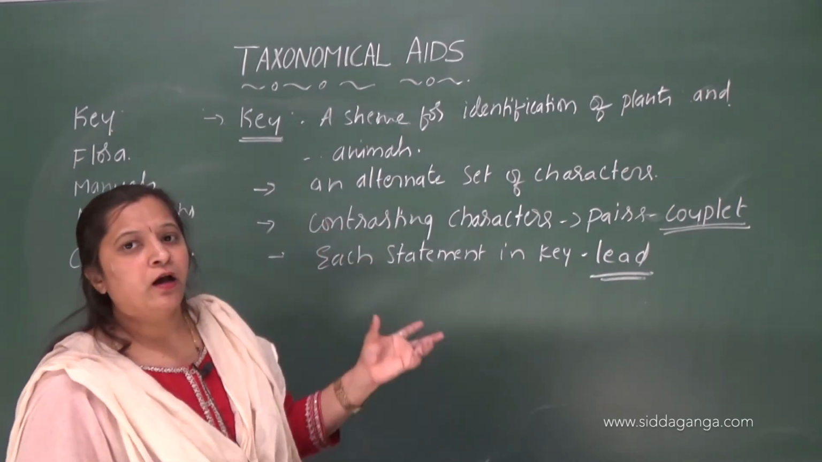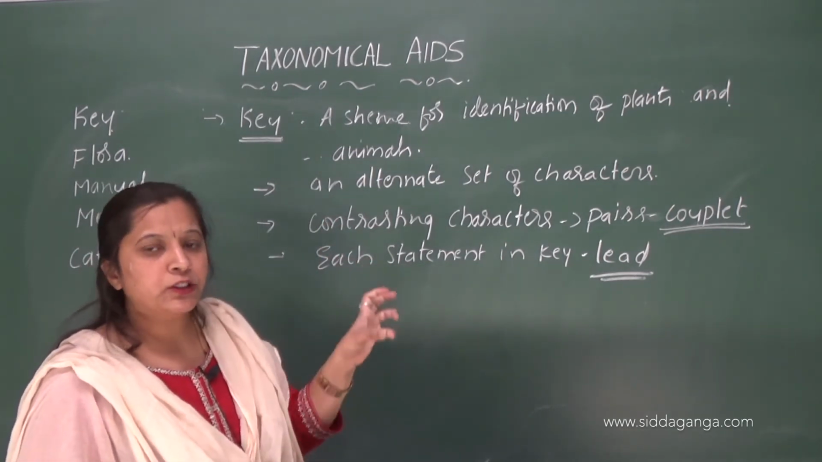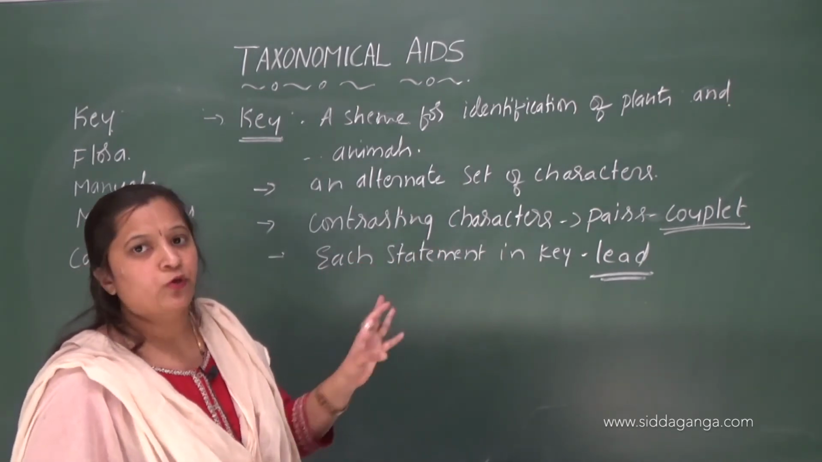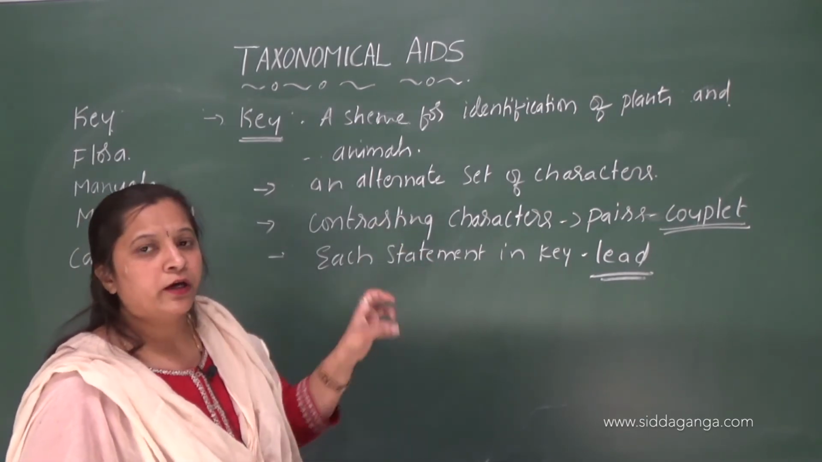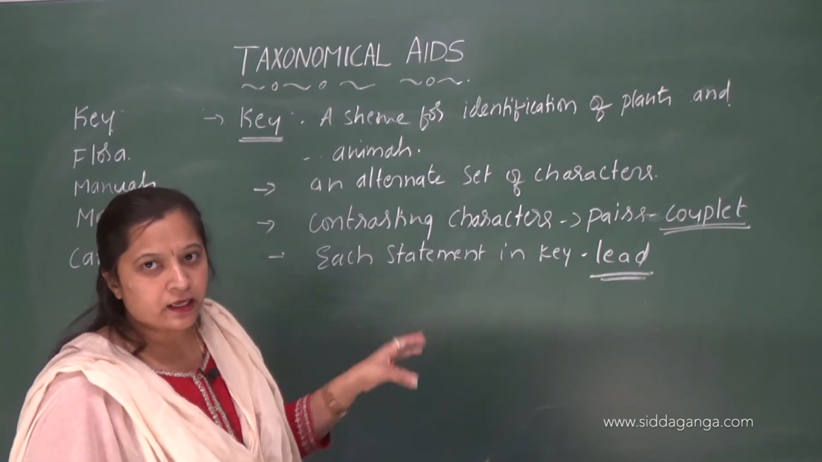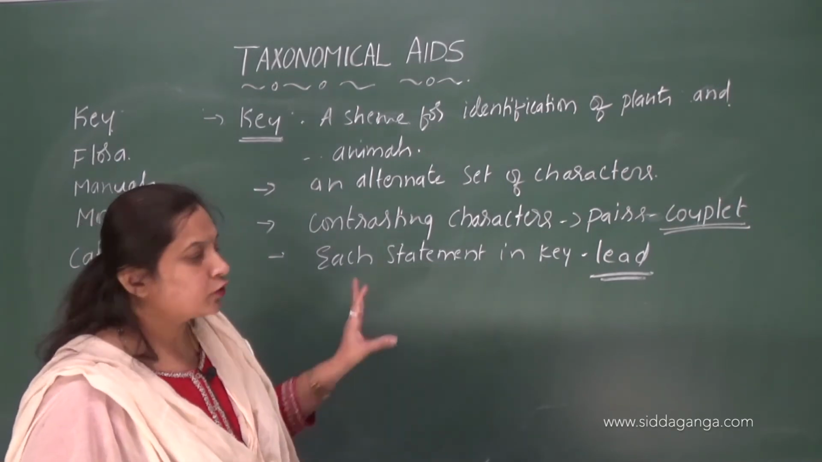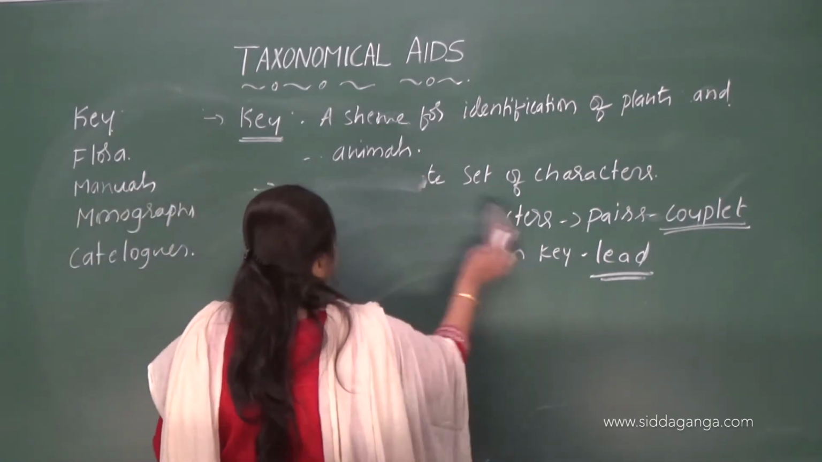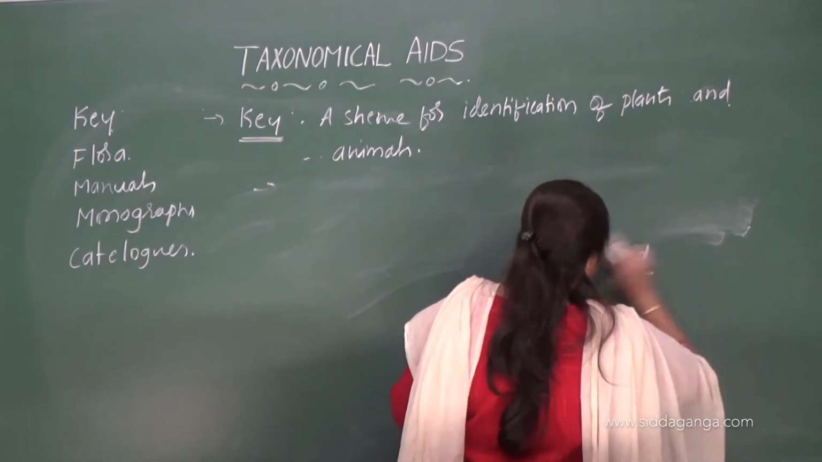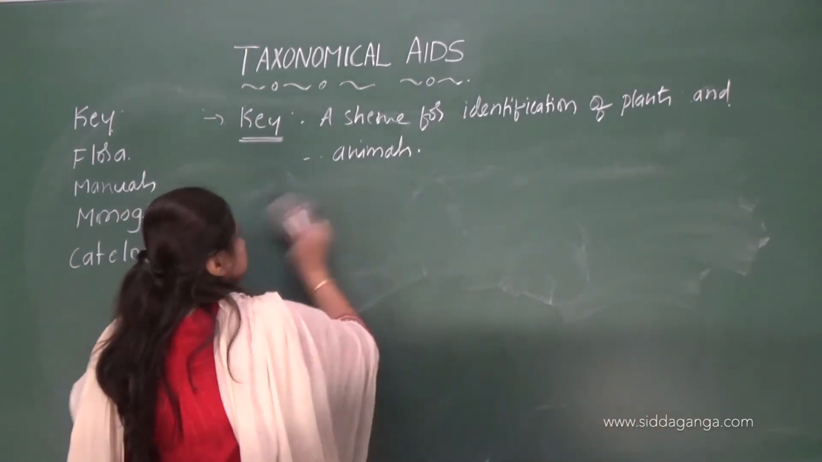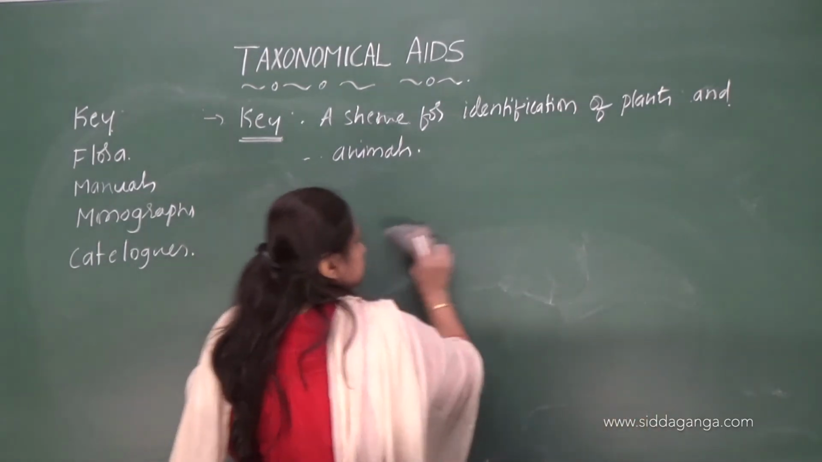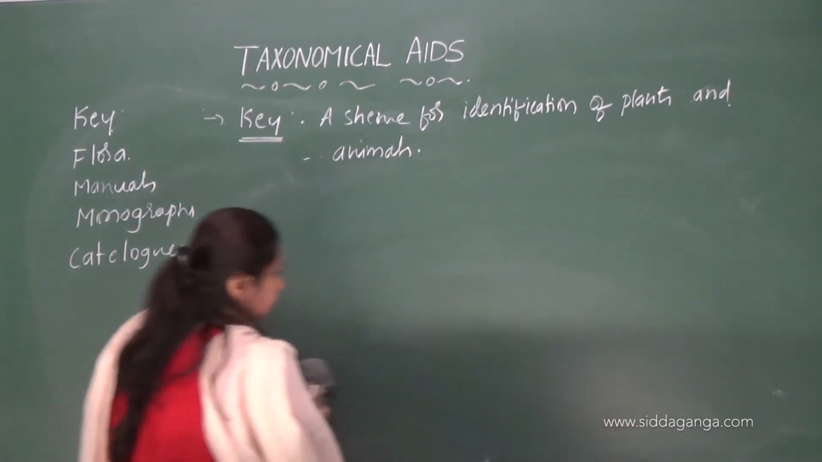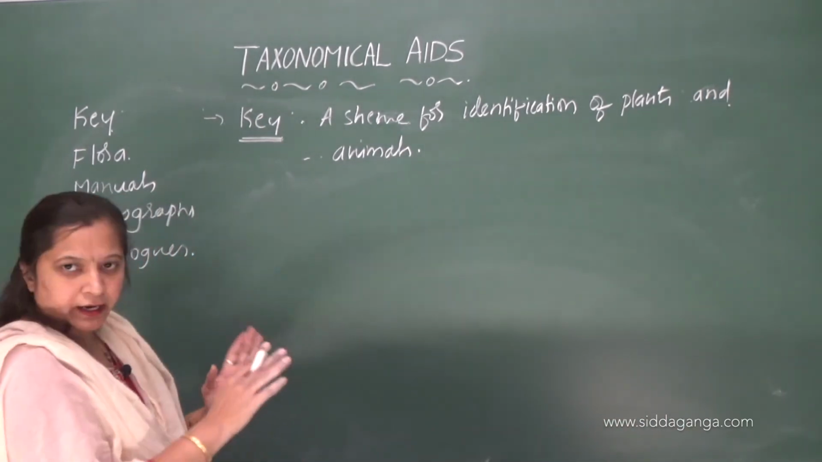So by choosing the correct character, one can arrive at a correct identification of plants and animals. This plant belongs to this, this animal belongs to this phylum, this class, this order, this family and so on. So that is what a key is. I will give you an example. It is mainly based on contrasting characters, so alternate statements are given for identification.